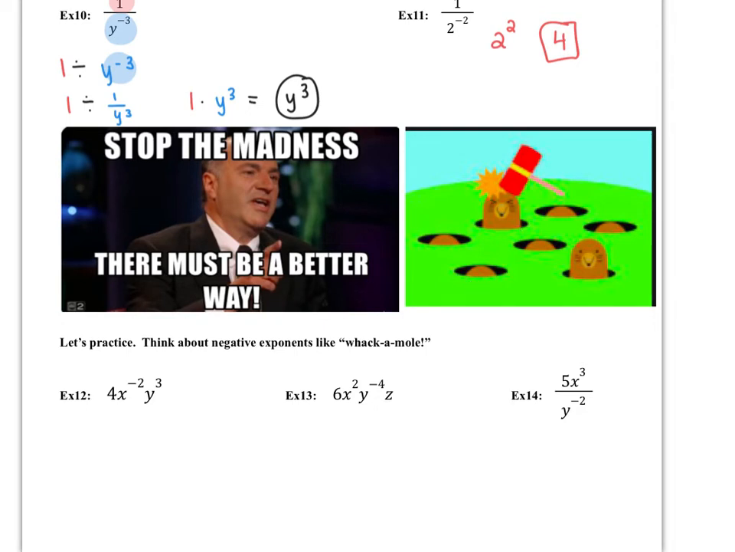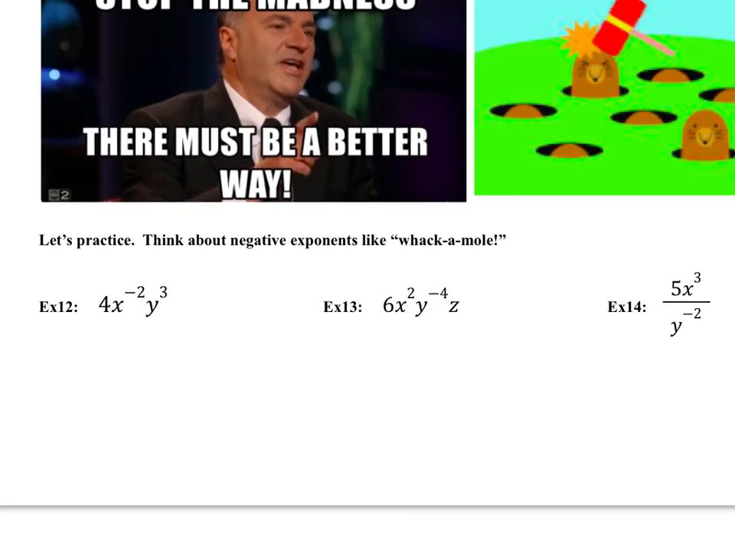So let's look at example 12. I have 3 items on example 12. I have 4, x to the negative 2, and y to the 3rd. So I have 3 different items. I'm scanning through to see if there are any items that have negative exponents, and I see one here. So I'm going to knock the x. And what's going to happen is the x is going to go to the bottom of my fraction. So I've got my fraction bar, and now the x to the negative 2 is going to travel to the bottom, and by doing that, the negative part of the exponent is gone.